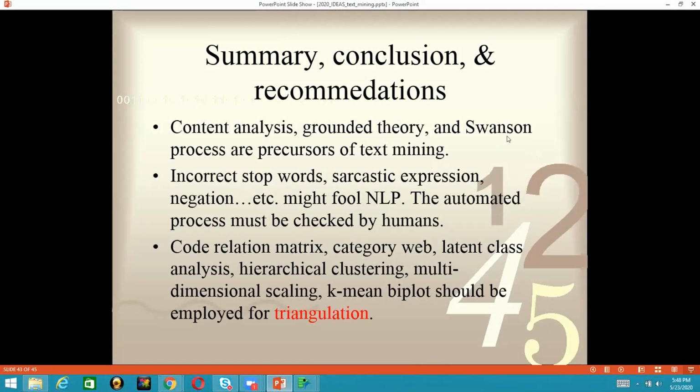However, when you completely hand over your judgment to AI, be careful, because in some situations, for example incorrect stop words, sarcastic expressions, and negation may fool even the best NLP. Remember, BERT was introduced in 2018 to 19. What happened before that? Okay, so the automated process must be checked by humans.